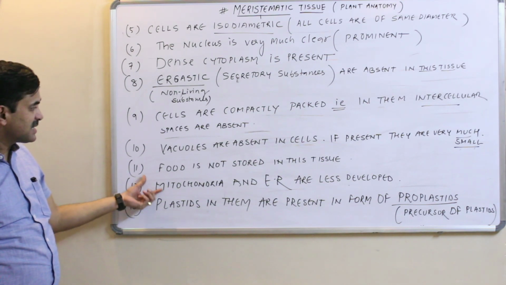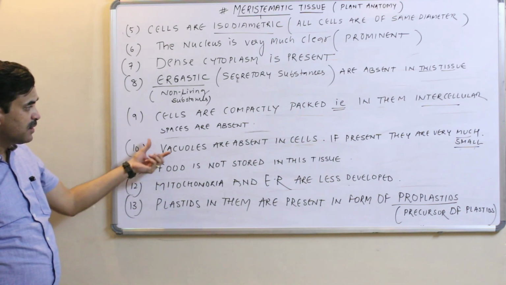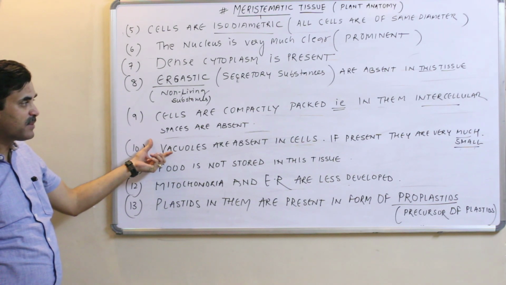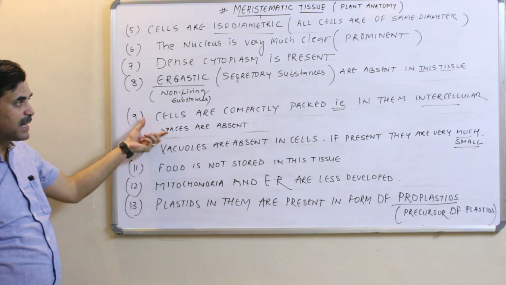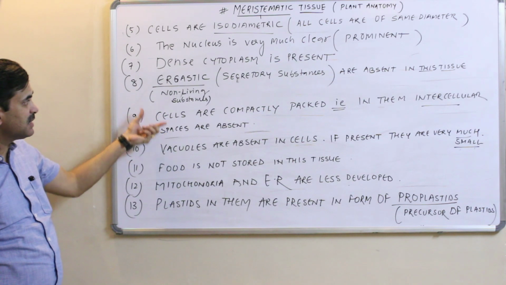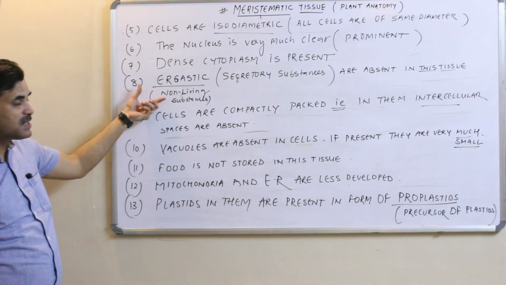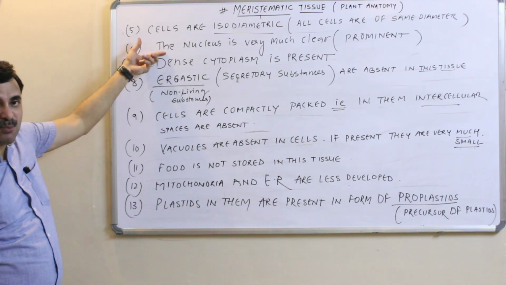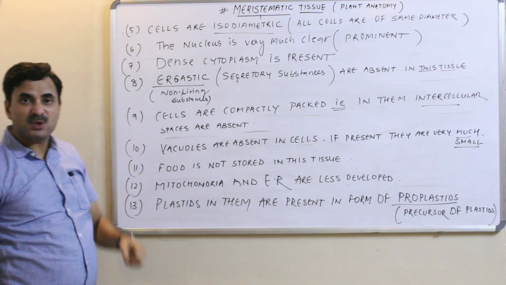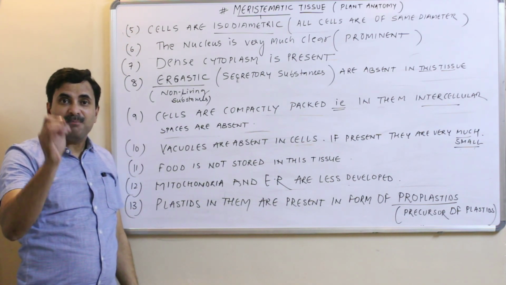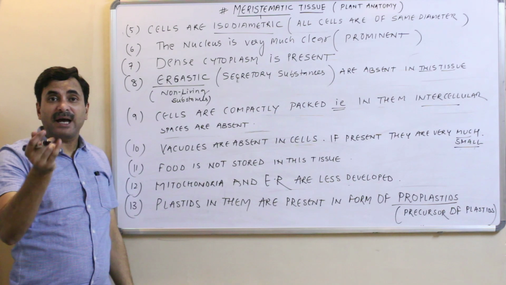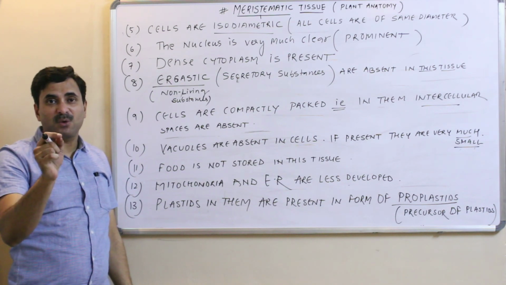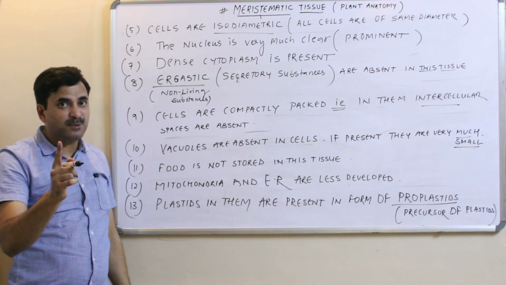Mitochondria and ER are less developed. Food is not stored. Vacuoles are absent, but if present, very small. Cells are compactly packed in them. Intercellular space is absent. Ergastic or non-living substances or secretory substances are absent in this tissue. Dense cytoplasm is present. Nucleus is very much prominent and clear. Cells are isodiametric. They are thin-walled, made up of cellulose, and primary cell wall is only found. Secondary cell wall is not found.